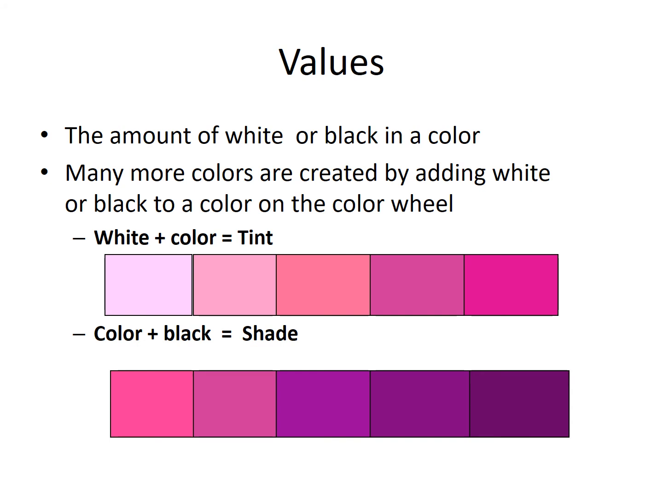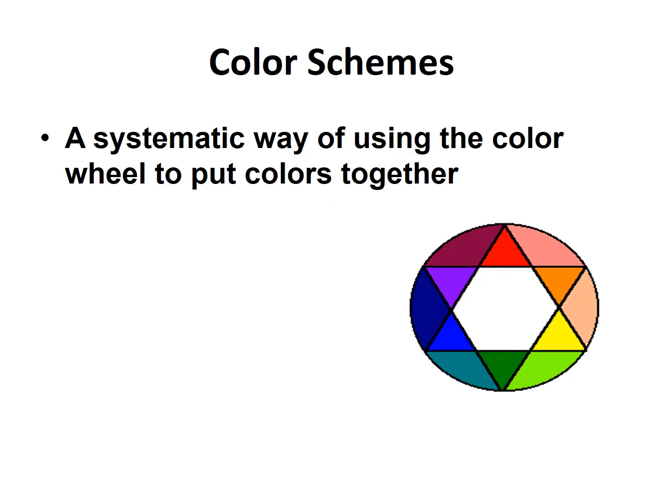So you can still have, for example, complementary colors, but when you start adding whites or blacks, you're darkening or lightening those colors. So they can still be complementary, but just with different shades or tints. So going back to the color scheme, once again, this is a systematic way of putting it together.